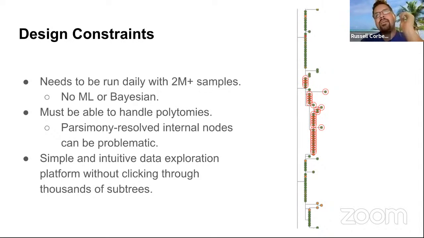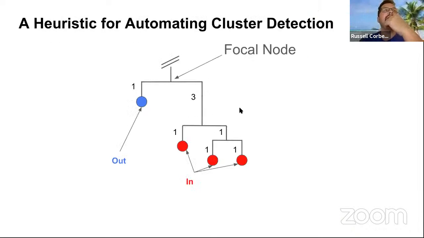It also has to be able to handle polytomies, right? So a polytomy is a case where you have multiple samples descendant from the same root. So you don't get a bifurcating tree, you get these much uglier trees where there's a ton of literally identical genome sequences and stuff like that. And finally, you'd like this to have a simple and intuitive data exploration platform. So you don't want people to sit there and click through thousands of subtrees. You want them to be able to make sense of these data real fast.